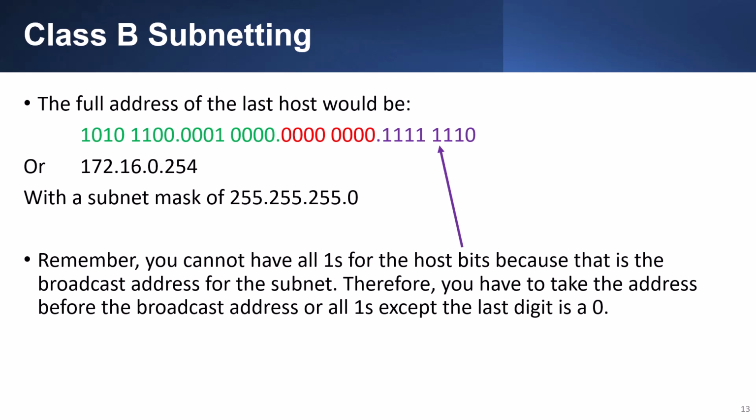So the full address of the last host would be what's shown on the screen, or 172.16.0.254, with the subnet mask at 255.255.255.0. Remember, you cannot have all ones for the host bits because that is the broadcast address for the subnet. Therefore, you have to take the address before the broadcast address, or all ones except the last digit is a 0.